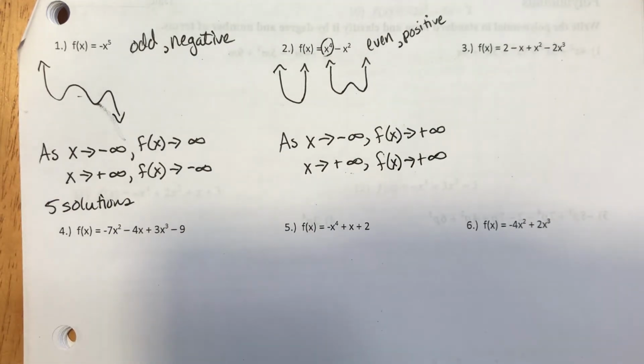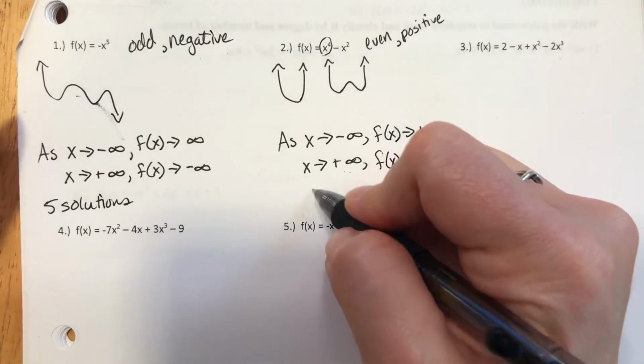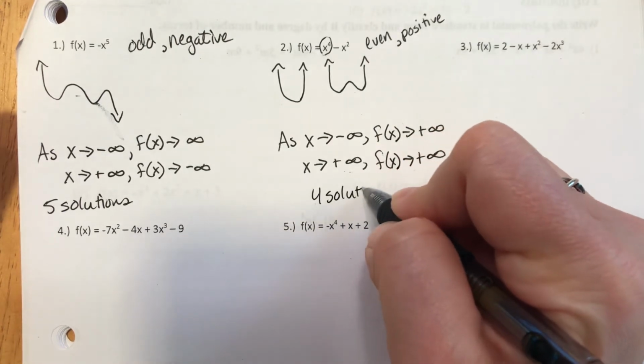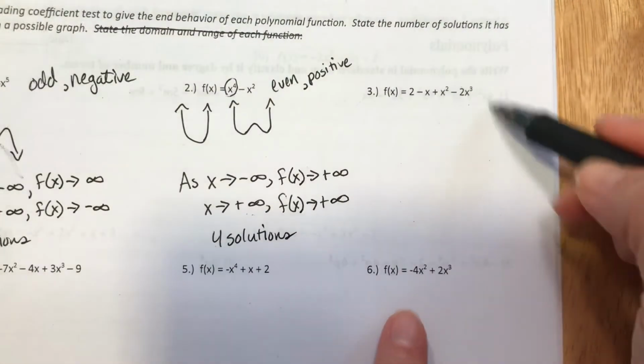Okay, how many solutions can we have? Our highest exponent is 4, which means we could have 4 solutions. Okay, so let's do number 3.